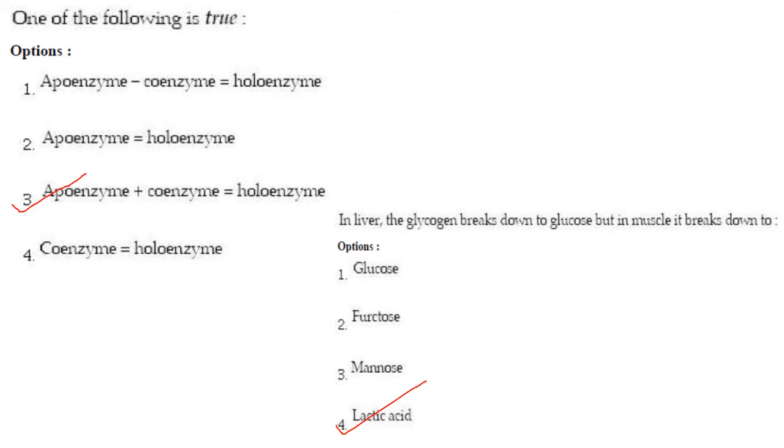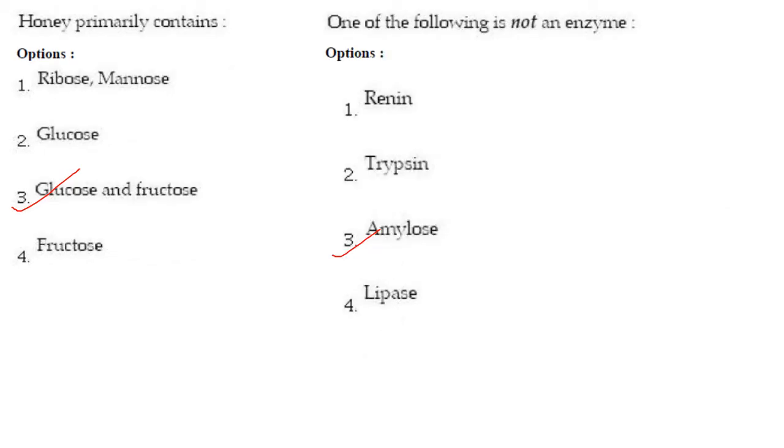Next one, in liver, the glycogen breaks down to glucose, but in muscle, it breaks down to option 1 glucose, 2 fructose, 3 mannose, 4 lactic acid. Next one, honey primarily contains option 1 ribose, mannose, 2 glucose, 3 glucose and fructose, 4 fructose. Answer is option 3 glucose and fructose. Next one, which of the following is not an enzyme. Option 1 renin, 2 trypsin, 3 amylose, 4 lipase.